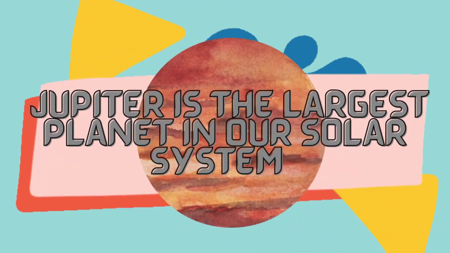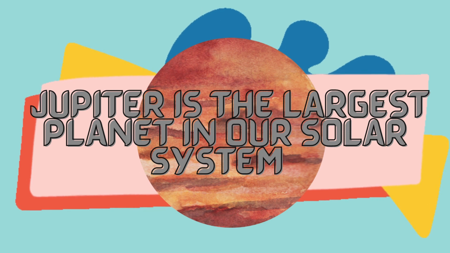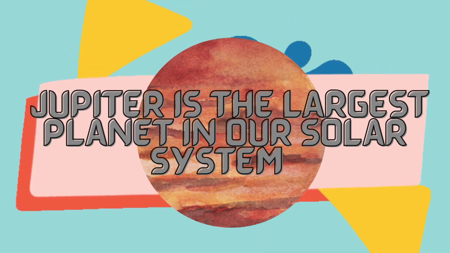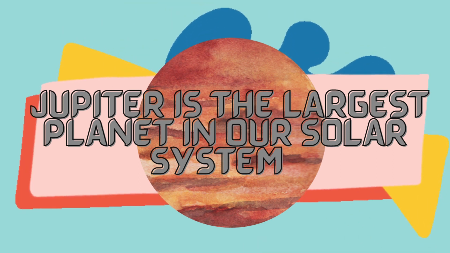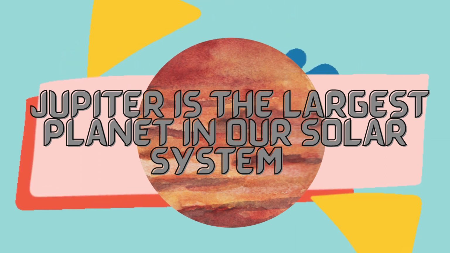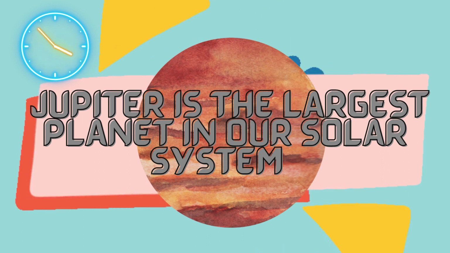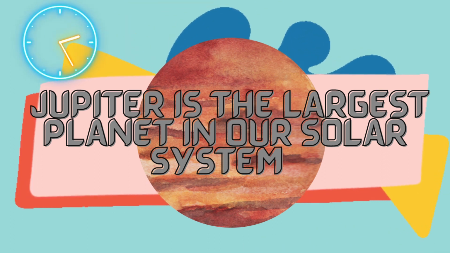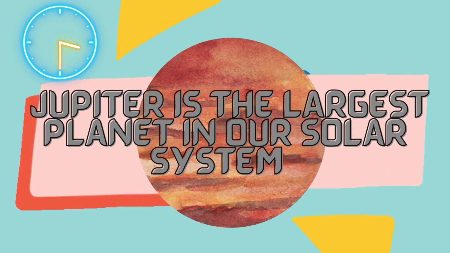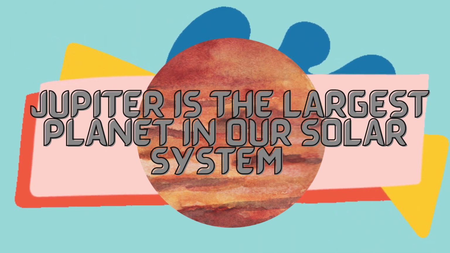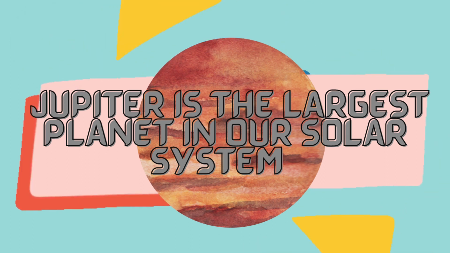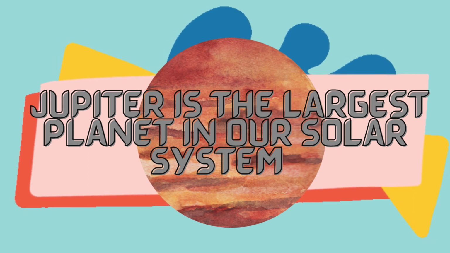So number 1, Jupiter is the largest planet in our solar system. Ano po kaya ito? Is it truth or opinion? Pakisulat po sa inyong mga notebook ang inyong kasagutan para sa first statement in relation to our discussion for today. Later on, babalikan natin kung ano nga ba ang mga tamang sagot.